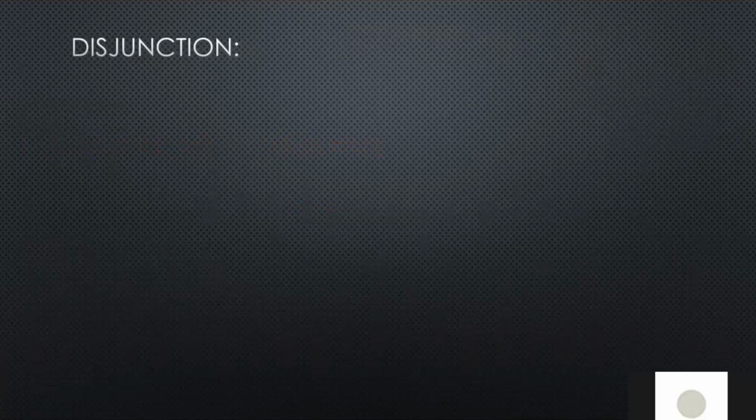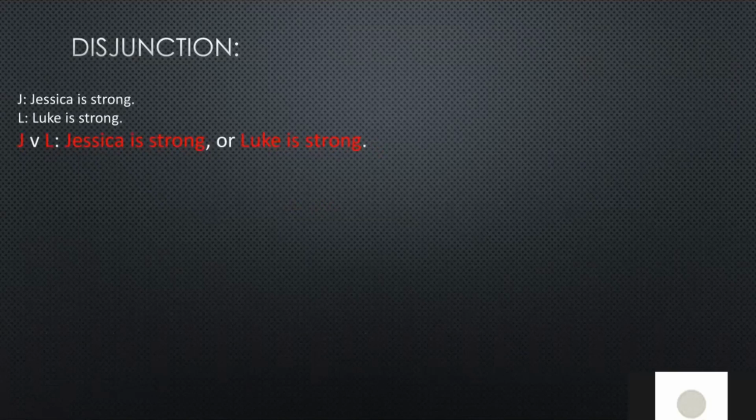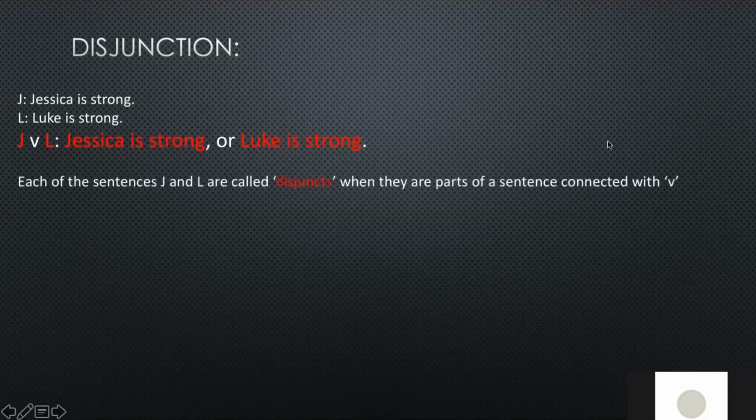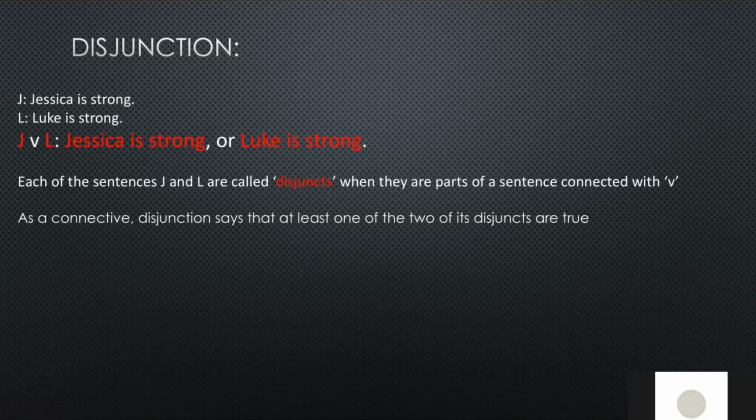Let's look at disjunction now. Again, we're going to use an example here. Jessica is strong and Luke is strong. We use those again. So we could write the following using these simple sentences: J disjunction L. And this would mean Jessica is strong or Luke is strong. Each of the sentences J and L in this complex sentence are called disjuncts when they're part of a sentence connected with our disjunction symbol, or, in the English language.